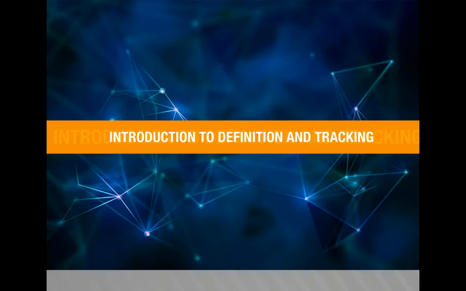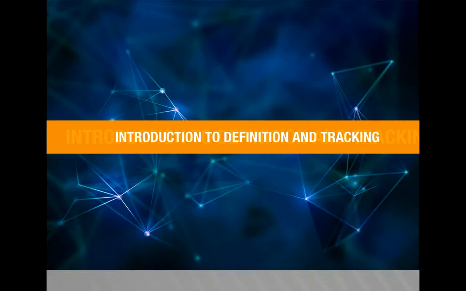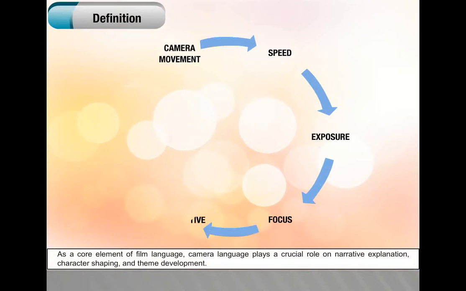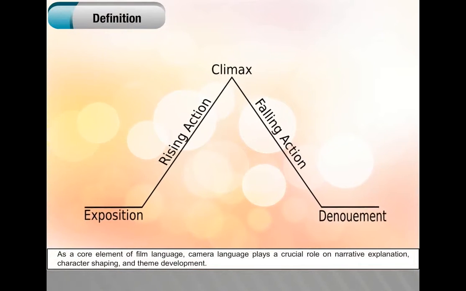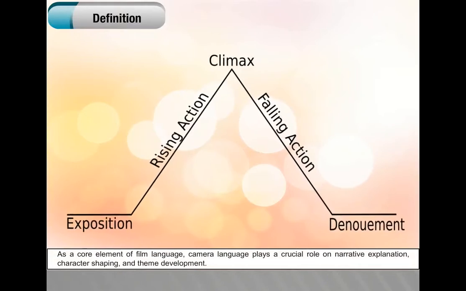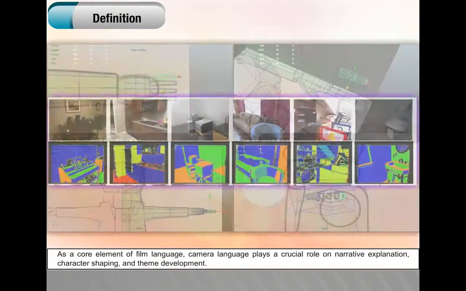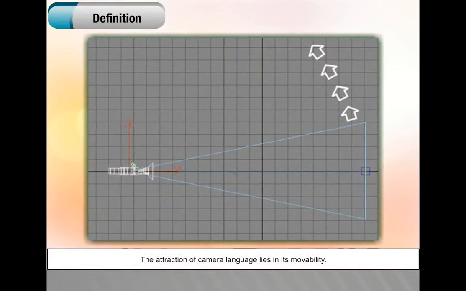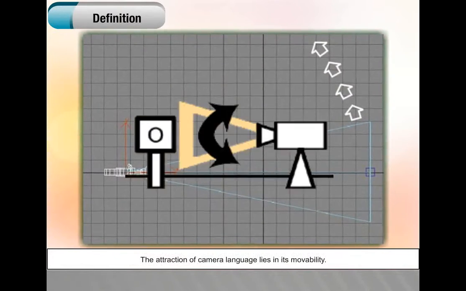Introduction to definition and tracking. In this video, we are going to see about introduction to definition and tracking. Definition. As a core element of film language, camera language plays a crucial role on narrative explanation, character shaping, and theme development. The attraction of camera language lies in its movability.